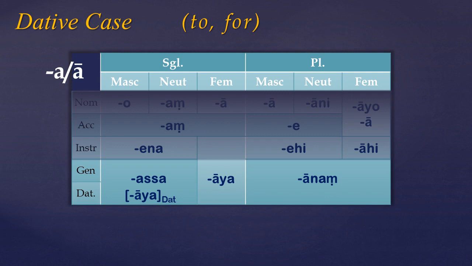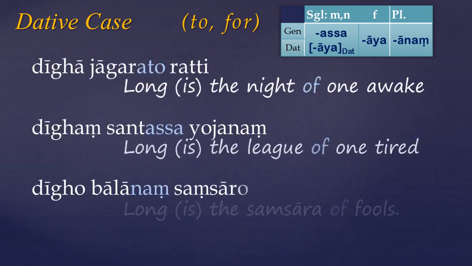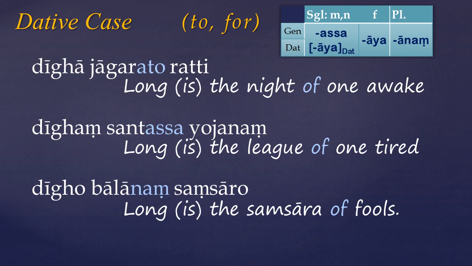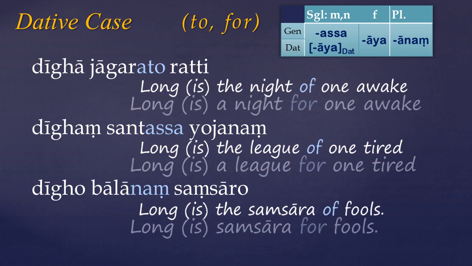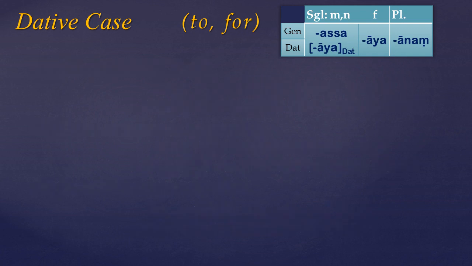So, with the exception of that one ending in the neuter and masculine singular, the dative and the genitive forms are the same, and this can make them hard to distinguish. But in practice, this is seldom necessary, as the meanings are often quite close to each other. If we recall last week's example from the Dhammapada, the preposition of here comes from reading the noun case as genitive, but we could equally take the dative, long is the night for one awake. Hopefully you can see they're very similar. So let's now look at how the dative case can be used.